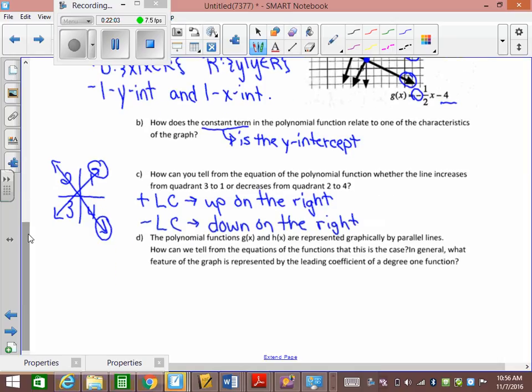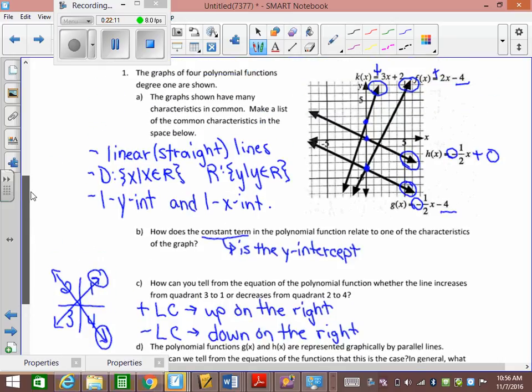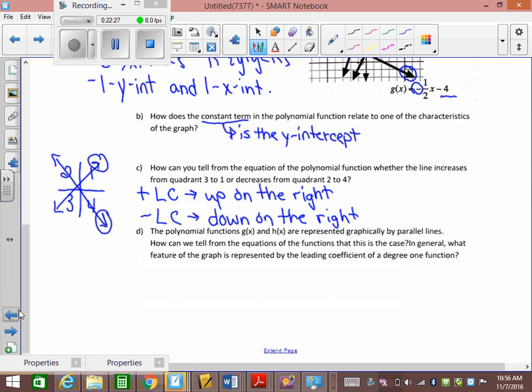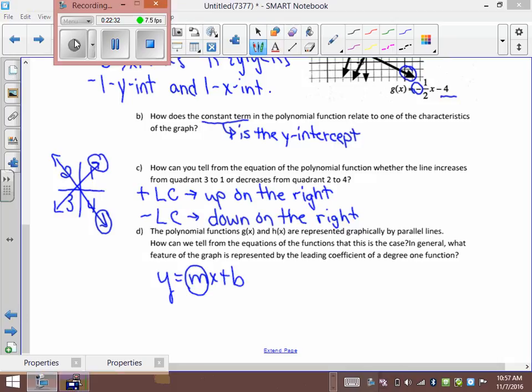The polynomial functions g of x and h of x are represented graphically by parallel lines. How can we tell from the equations that this is the case? So g and h are parallel lines. Why? What's up with their equations that they're parallel? Same slope. This one's -1/2, this one's -1/2. They just cross the y-axis in different spots. So y equals mx plus b, and m, which is the slope, the slopes are the same.